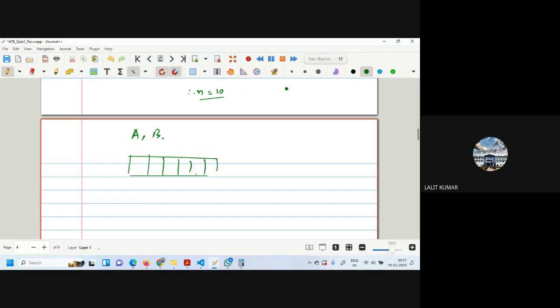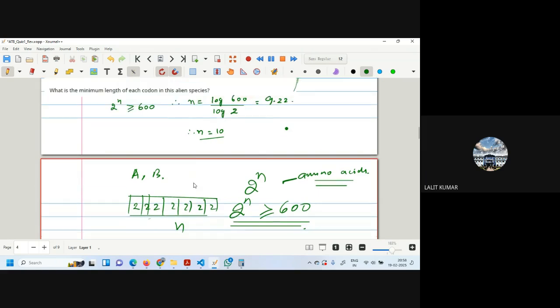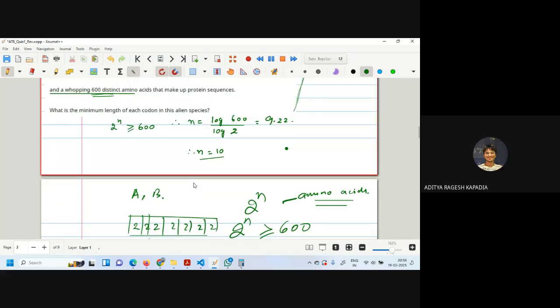Okay, but if it is N, everything can take 2, because they have not given that they have to be different. So the total combinations will become 2 to power N. These many amino acids can become. Therefore, 2 to power N should be greater than or equal to 600. And from there, you can calculate. Is that okay, this problem? Yeah. Okay.